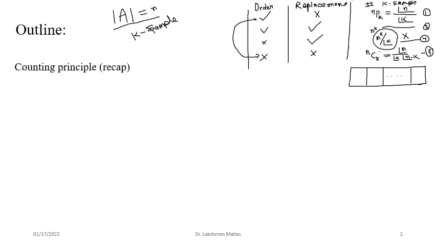So how do we do that? We divide by factorial k. That's where there is a relation between these two principles of counting. But if you talk about this process, where there is no order, and also replacement is there. Yes.